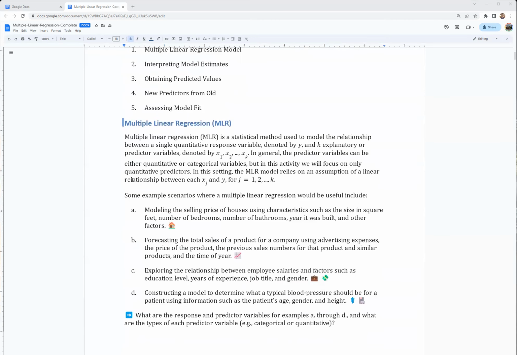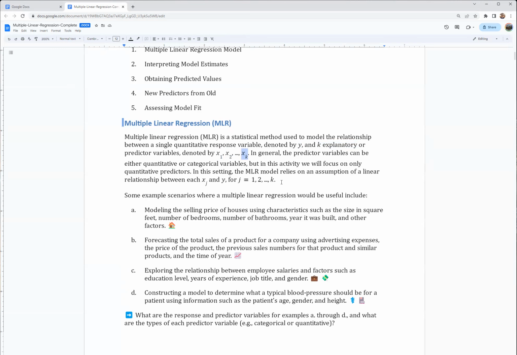So multiple linear regression is a generalization of the simple linear regression model. It's an extension, essentially, where we now have k explanatory or predictor variables, which we're using to model y, our response variable. So now instead of just x being our predictor variable, we have x1, x2, all the way up through xk, where we have k predictors in our model.